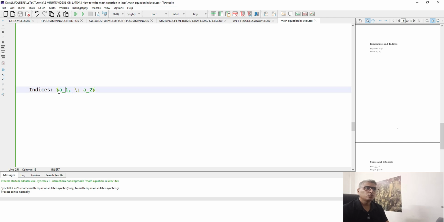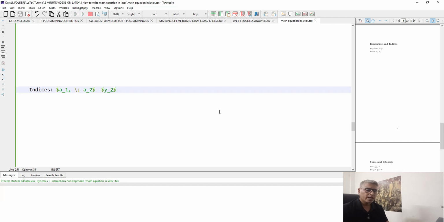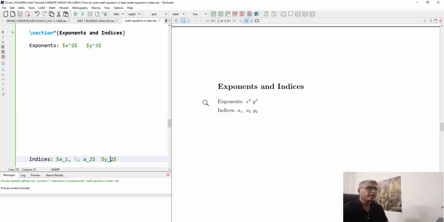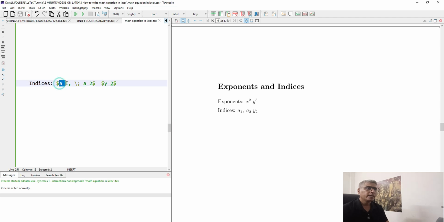So simply you can use the double dollar symbol and write a, then use this underscore symbol, then write 1. Let's write y underscore 2, which we generally use in our second derivative test in mathematics. So let's write it this way, write underscore 2. Now use the F1 key. Now let's see the result here. See, we have a1 here, as we have used a underscore 1, then we have used a underscore 2 here, and here we have used y underscore 2.